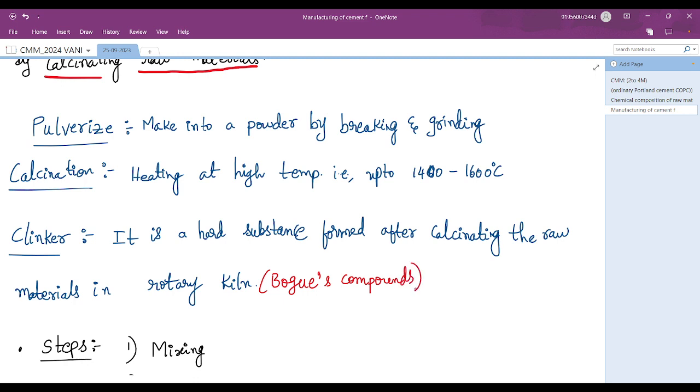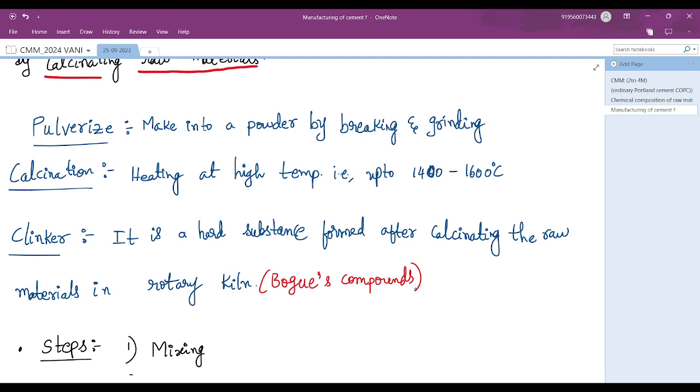It means after heating in the rotary kiln, we get a clinker, and that clinker consists of compounds known as Bogue compounds. We'll discuss the Bogue compounds after completion of the manufacturing steps. So this is the wet process.